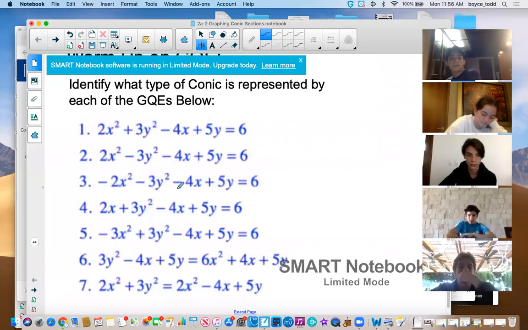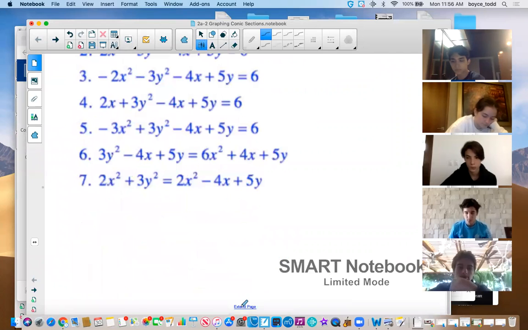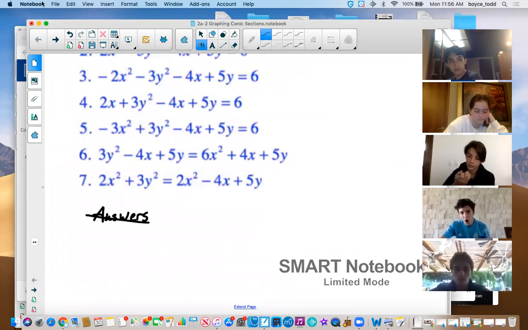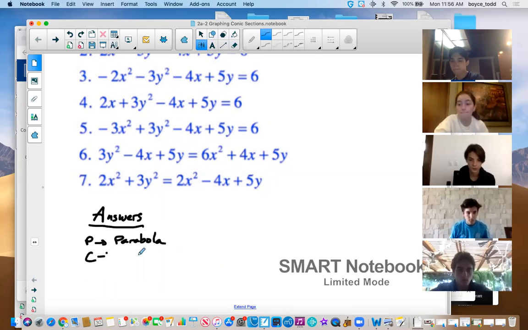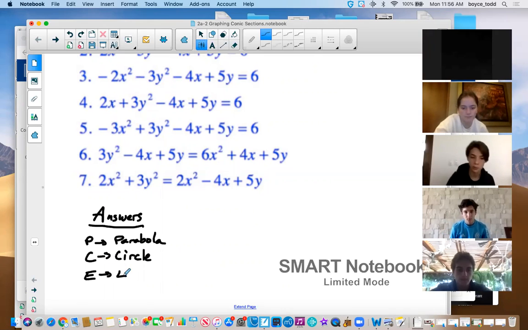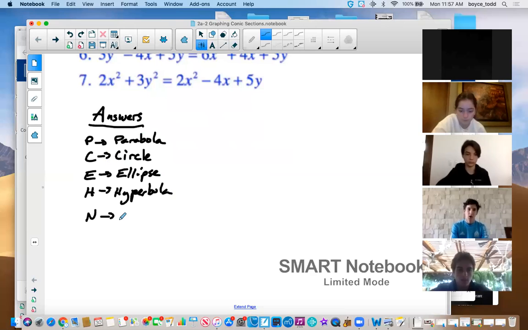Okay, so here they are. Let's go over first a little recap. For each one, you have 5 options. When you answer this on the quiz, you're going to write P for parabola, and obviously the number of the problem, C for circle, E for ellipse, or H for hyperbola, okay? And then your last option could be N for none of the above, or NA, not applicable.